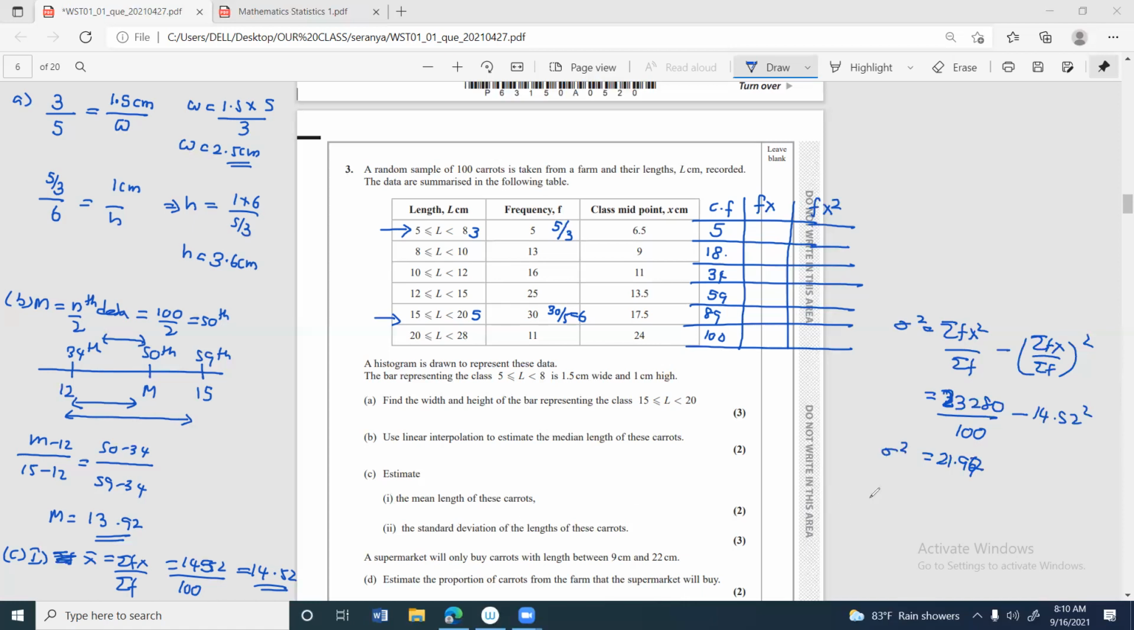They ask about standard deviation. The standard deviation is the square root of this answer. That is 4.69, the answer for the standard deviation. That's a way of getting the answer for this question. So simply you have to be a little bit careful when you are working out these kinds of simplifications.